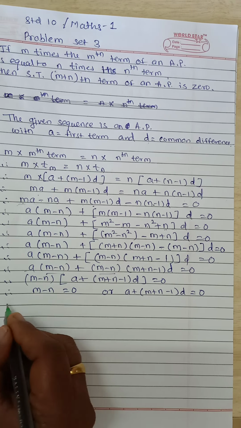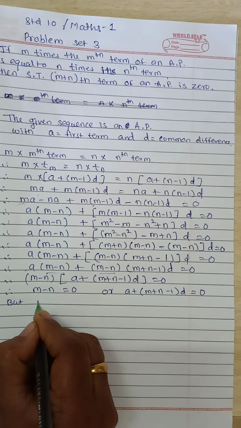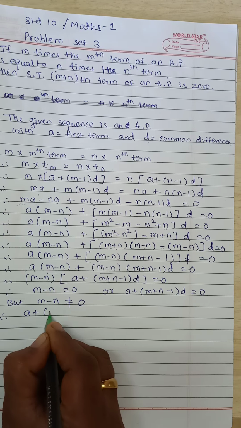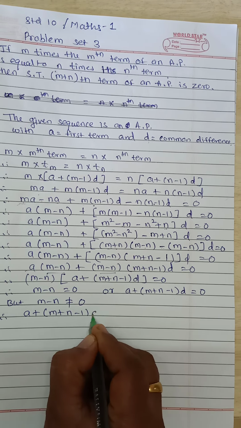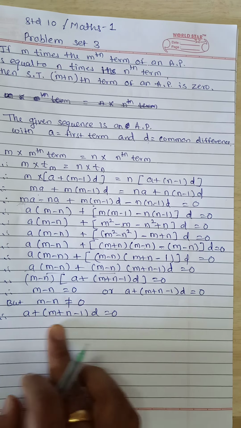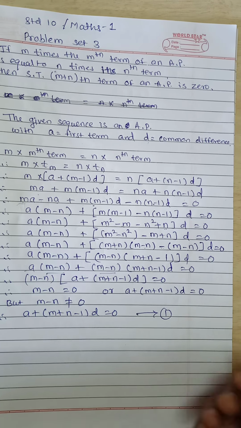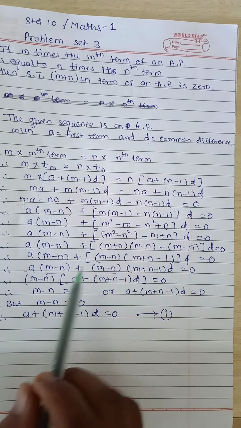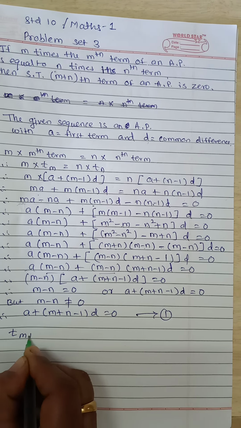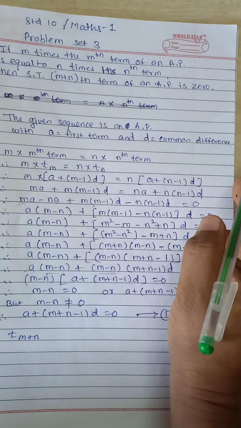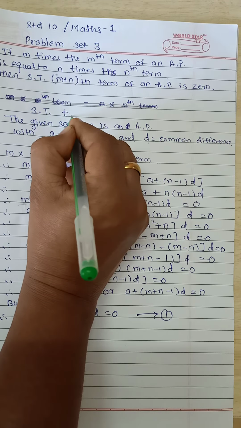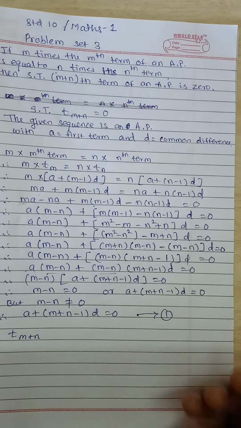But m minus n cannot be 0, so this first term cannot be 0. Therefore a plus (m plus n minus 1) d is equal to 0. We'll give this the name equation number 1. Now we have to show that the (m plus n)th term, that is t(m plus n), is 0. That we have to show. Here we will mention: show that t(m plus n) is equal to 0.